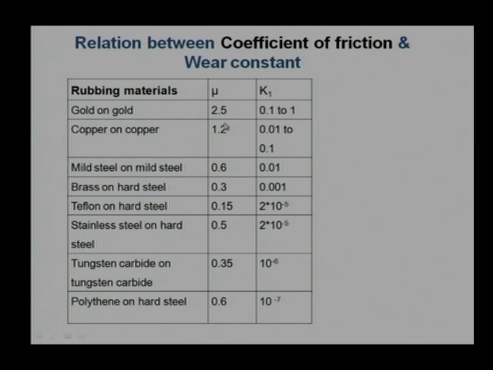Say for gold on gold, the coefficient of friction is roughly 2.5 to 3, while the wear constant is 0.1 to 1. Now, if I reduce the coefficient of friction for some other surface, copper on copper, from 2.5 to 1.2, the wear rate decreases by 10 times. Here we have reduced the coefficient of friction by 2 times, and the wear rate is reduced by 10 times.